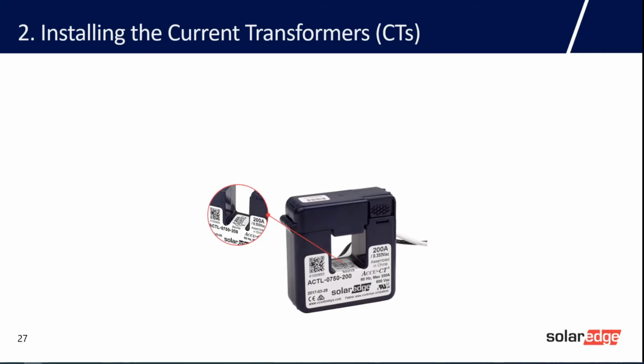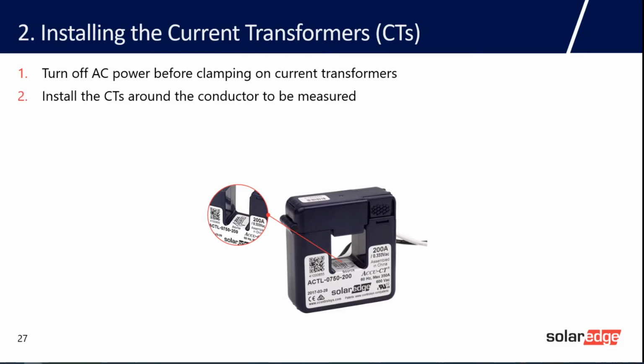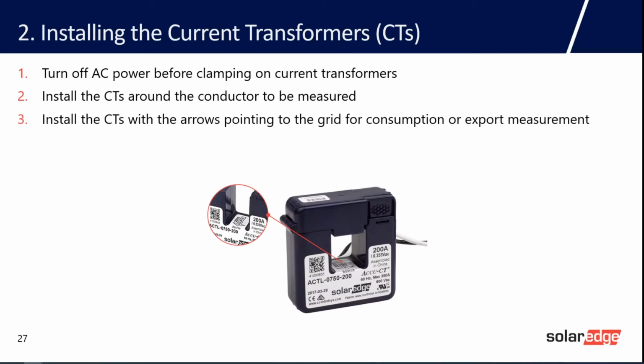To connect a CT to a conductor: 1. Turn off alternating current power before clamping on current transformers. 2. Install the CTs around the conductor to be measured. 3. Install the CTs with the arrows pointing to the grid for consumption or export measurement.